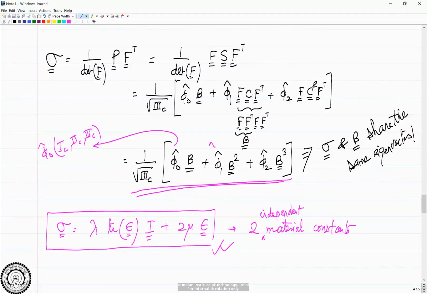Sir, what is the problem here? Sir, this is for linear material. This expression is for non-linear material, and there we have derived it. Very good. That is very, very true.